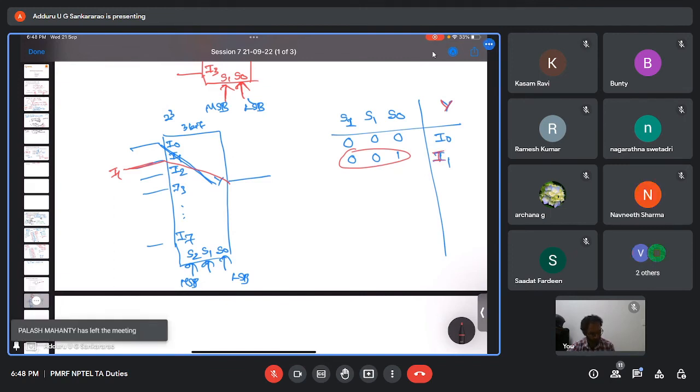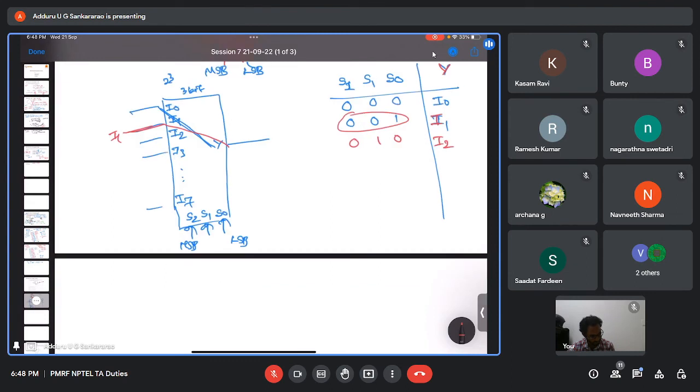Hope you got it. When 0, 1, 0 is there, the output is equal to whatever data is present on the input line I2. Similarly, when 0, 1, 1 is there, I3 is connected; when 1, 0, 0 is there, I4 is connected, like this, and so on up to 1, 1, 1, where I7 is connected. So from this, we can express the output as something like this.